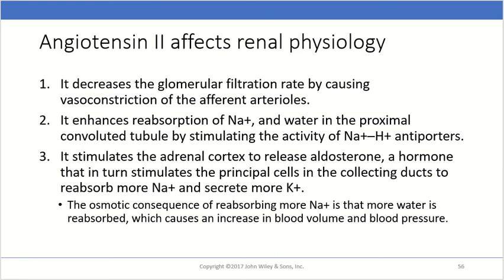It also is going to stimulate the adrenal cortex in order to release aldosterone, and this is going to be a hormone that's going to in turn stimulate those principal cells in the collecting ducts to reabsorb more sodium and secrete more potassium. The osmotic consequence of reabsorbing more sodium is going to be that more water is going to be reabsorbed, which in turn is going to cause an increase in blood volume and blood pressure.